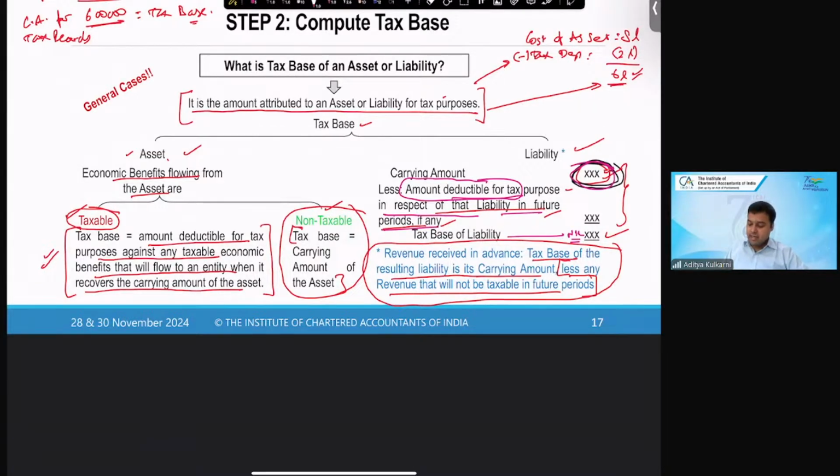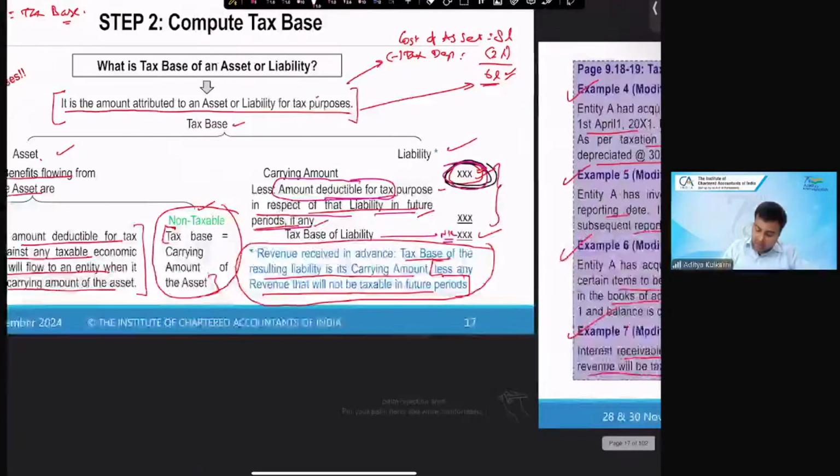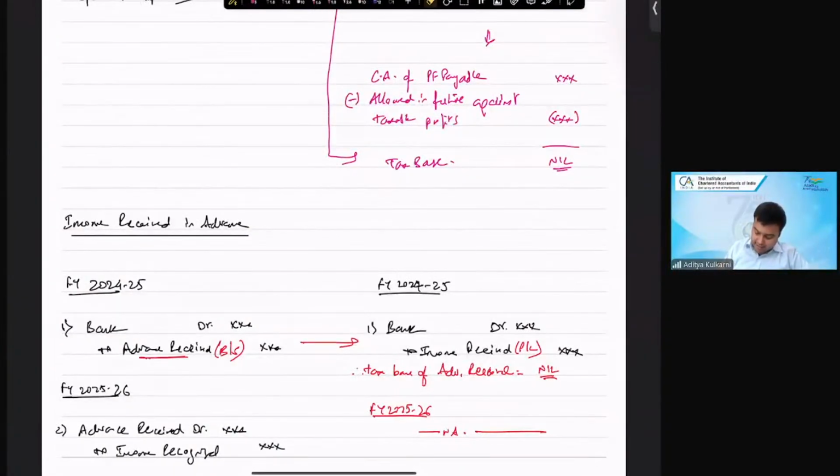Okay. So now when you look at the definition, revenue received in advance, tax base of the resulting liability is its carrying amount. Let us suppose the carrying amount is 100. That means I got money in advance of 100 rupees. So I would have passed the entry: bank 100, advance received credit 100. Next, what would you do in tax records? You would do bank account debit 100 to income received 100. Tax base becomes 0.